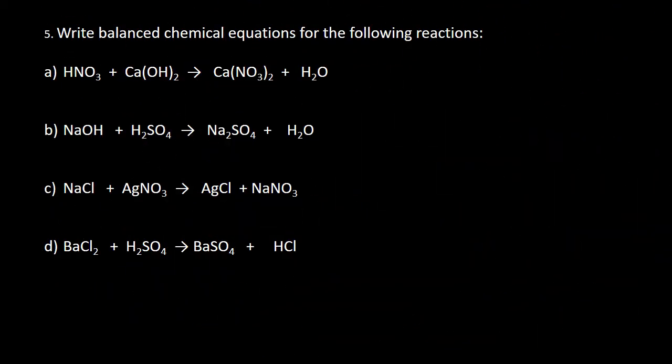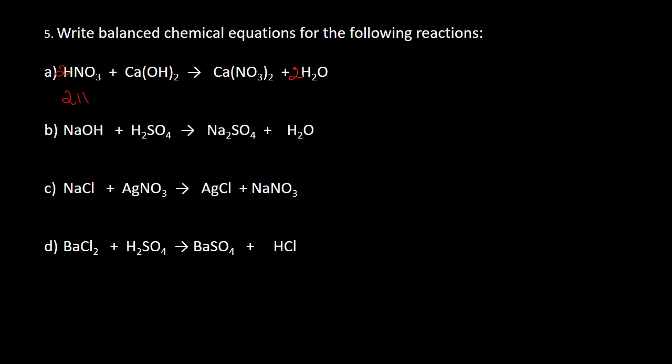Now the fifth question: write balanced chemical equations for the following reactions. First question says: nitric acid combines with calcium hydroxide to form calcium nitrate and water. So how to balance it? Let us see. Only hydrogen and water you need to balance. It will become 2 here. The NO3 is held twice, so I will make it 2 on the reactant side also.